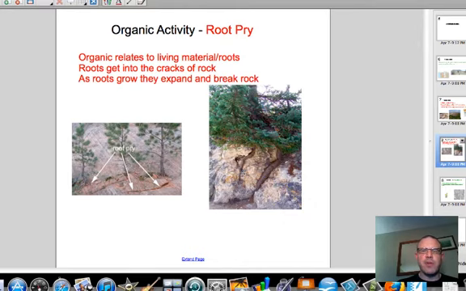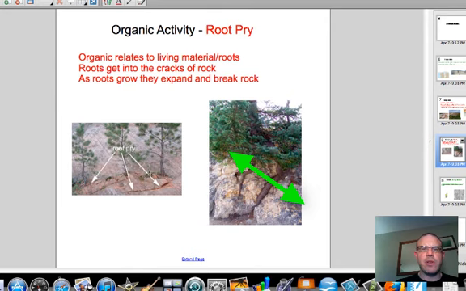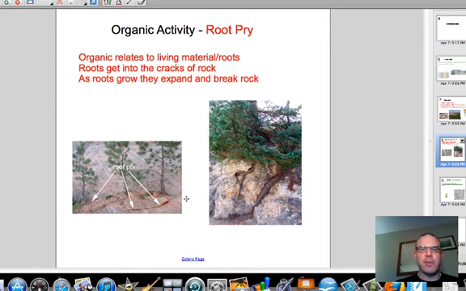As those roots grow, and we'll talk about this a little bit in chemical, there are some chemicals that help the roots to embed. But as the roots grow and expand, it all pushes apart the rock in those particular areas. So the trees can take hold in those areas, and they can be in really odd locations.